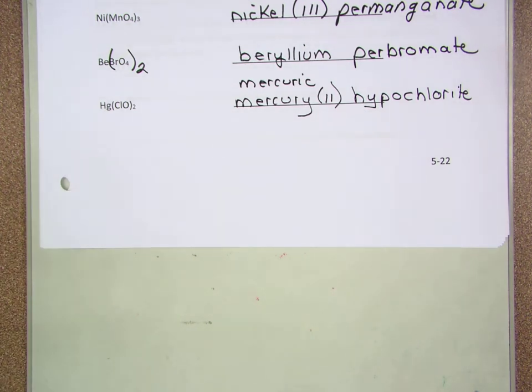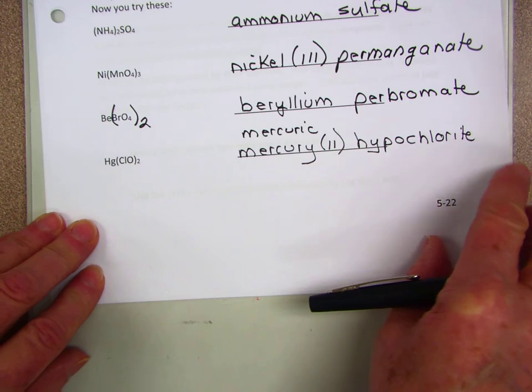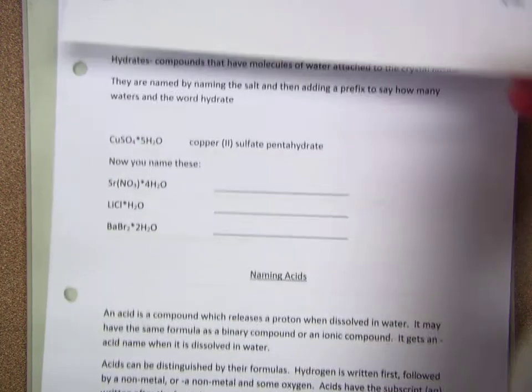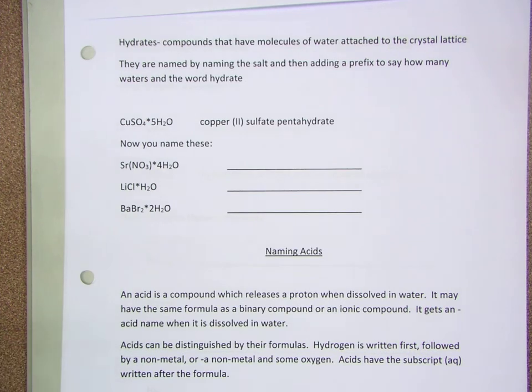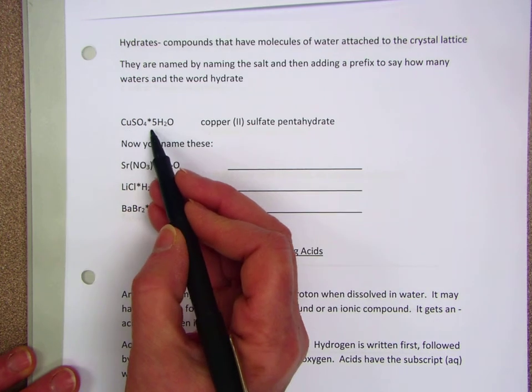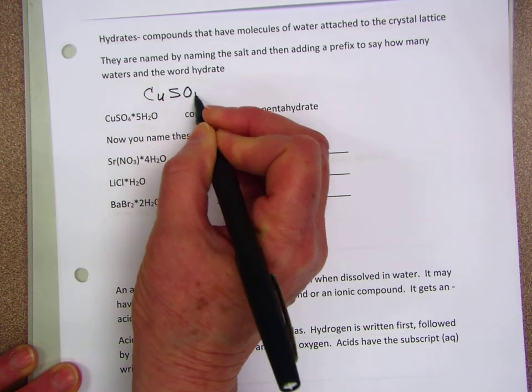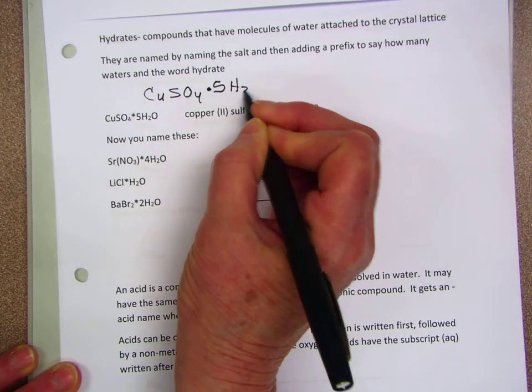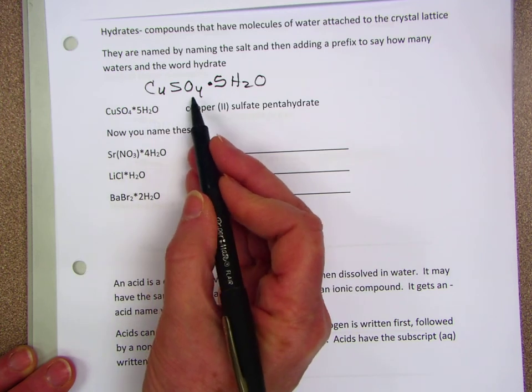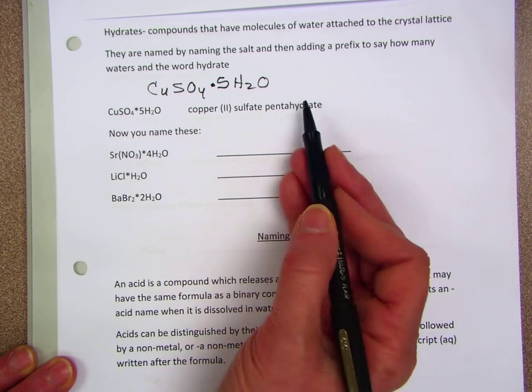Okay, so those are ionic compounds. Now, there's one little subgroup of ionic compounds that's kind of special. These are called hydrates. And they are compounds, generally salts, ionic compounds, that have molecules of water loosely attached to the crystal lattice. And we name the salt, and then we add a prefix to say how many waters, and then the word hydrate. So if you look at this, copper sulfate, this little asterisk, that's supposed to be a dot. They look like this with just a dot, but I couldn't type that. So it should look like that. And we call it copper 2 sulfate, penta for 5 hydrate.